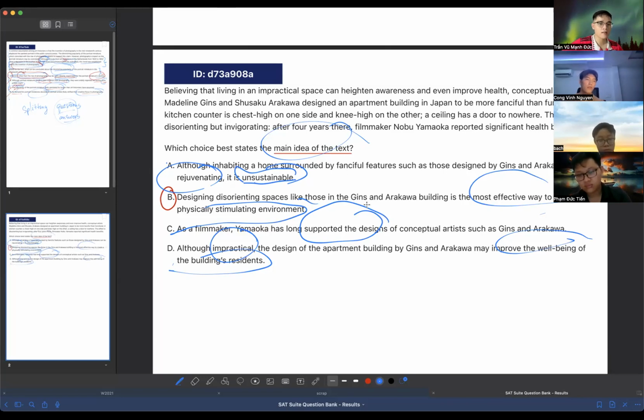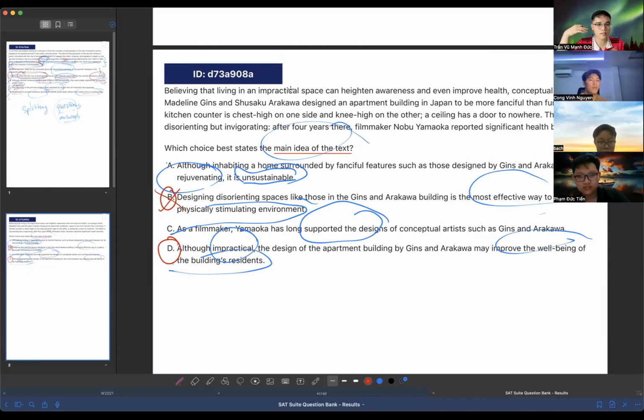So in this case, the correct answer is, let's see, D, right? Because let's have a look. B is incorrect because of "most effective design." This is not talking about the paragraph. This is not the main idea of the paragraph.